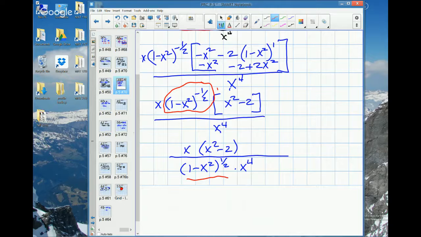Now, is there any cancellation we can do? Well, we have x's, right? Couldn't we cancel this with one of these? So now that'd be x cubed. Can I do anything with the x squared minus 2 and the 1 minus x squared? No, there are no reversals or anything. It's just not going to work. So no, the best we can do is something like this. So as you can tell, things are getting a little more complex, aren't they?